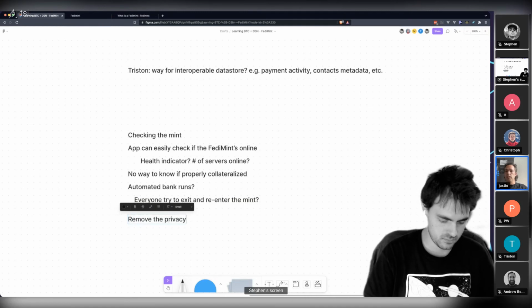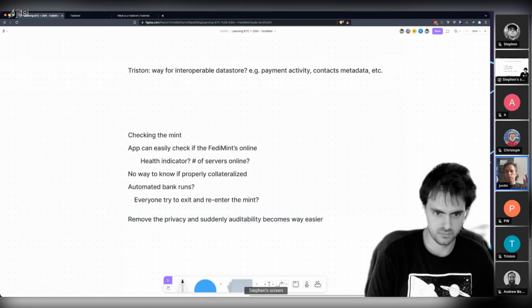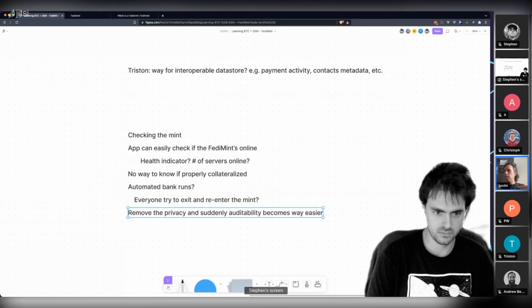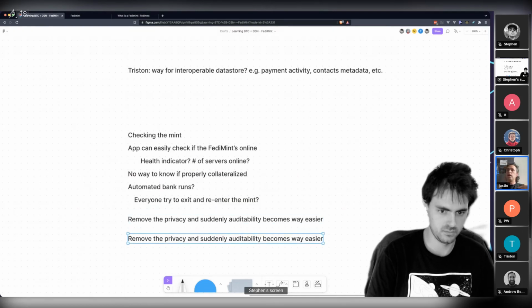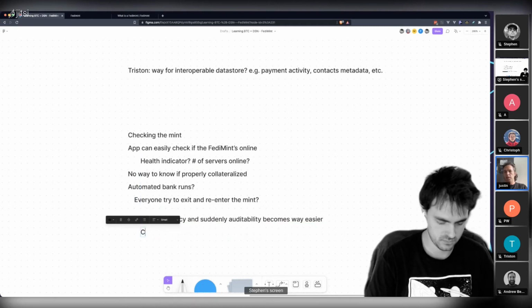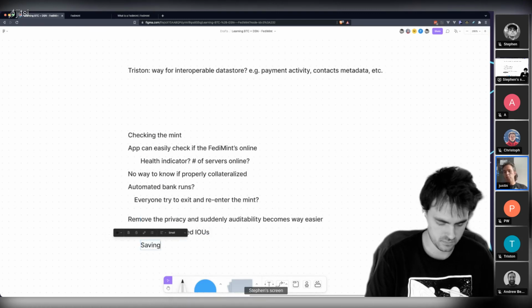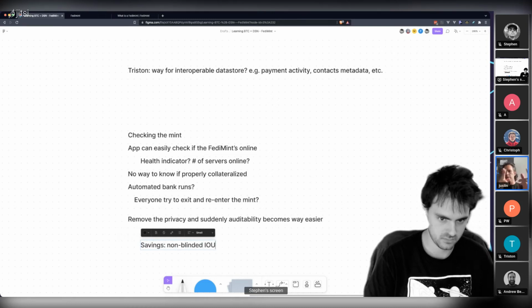Right. The checking account has blinded IOUs where they're indistinguishable. Maybe the savings account does not have blinded IOUs. It's just plain text IOUs. And so these could be published at any time. You could check whether the mint is publishing. Every wallet could check whether the mint is publishing their IOUs. So all the clients would keep that mint honest.